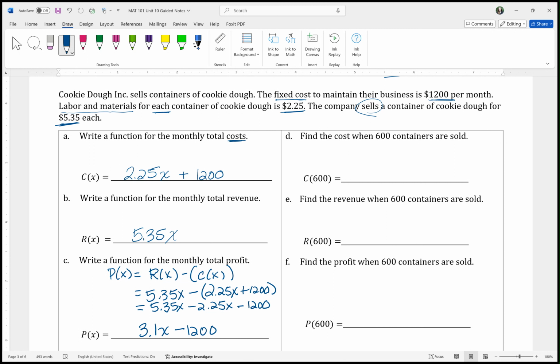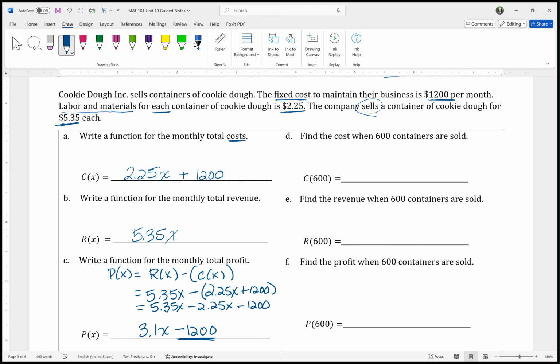Okay, if you did this correctly, then this has to be negative because, again, your profit has to be subtracting off those fixed costs. So remember that, because if you work this and that ends up being positive, then that's not correct.